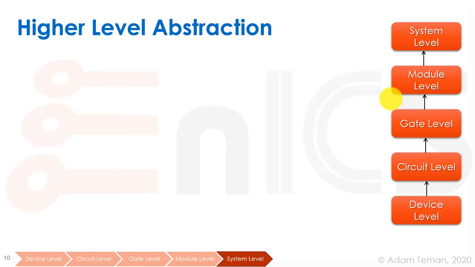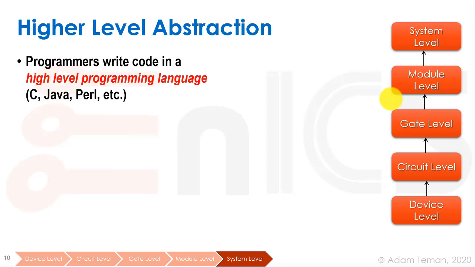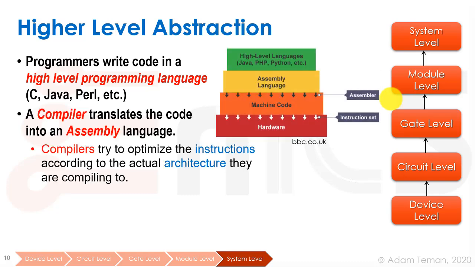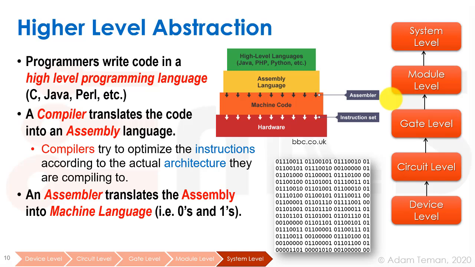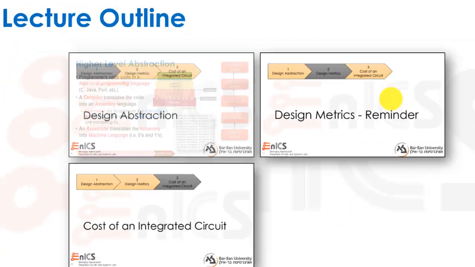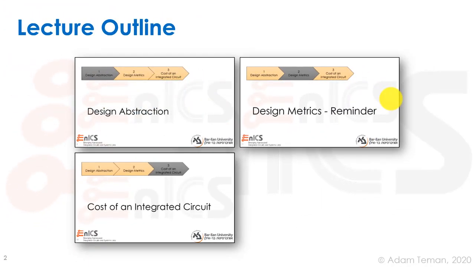We also have higher level abstraction, so we need to write programs. So programmers, they use high level programming languages such as C, Java, Perl, Python, etc. And so what we need to do is take these high level languages and compile them into assembly languages, and this is using a compiler. A compiler tries to optimize the instructions according to the actual architecture or microarchitecture that they're compiling to. And then the assembler takes the assembly and turns it into a machine language which we can load onto our actual processors. So that was our design abstraction, just as a very quick overview of where we are.